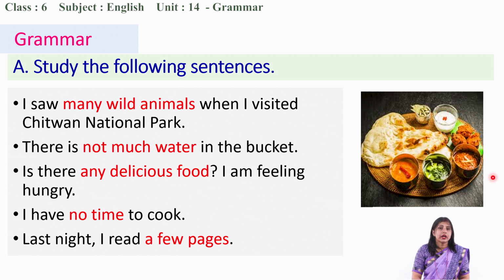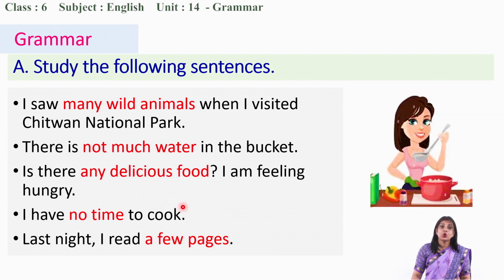But we have already discussed any can be used with countable also. Yes, and uncountable also, isn't it? Okay, the next one. I have no time to cook. I'm very busy. I don't have time to cook. No time. You see? Again, time is uncountable.